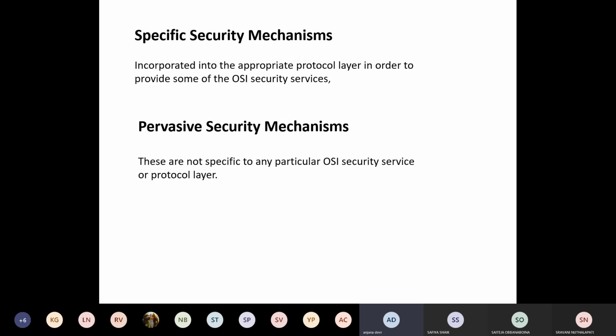If it is a pervasive security mechanism, we are not going to provide any particular OSI services on a protocol layer. This is the difference between specific and pervasive security mechanisms. The main difference is that specific mechanisms provide specific rules, while here they are not following any specific OSI security services or protocol layer to provide the security mechanism. Go to the next slide.